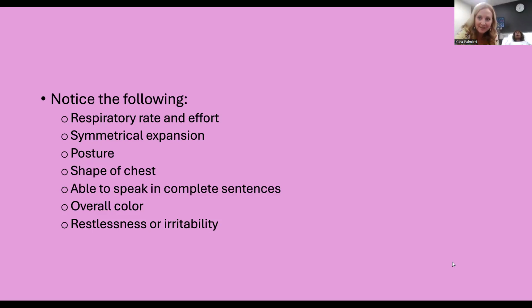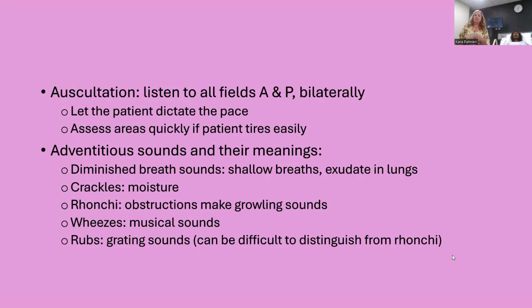That would be newborns and little infants. If you have access to one, take a look at them and you'll see that they are very much barrel chested, and that's the way they're made. And that will change as they mature also. The ability to speak in complete sentences, their overall color, and then look for new or changing levels of restlessness or irritability. Those can indicate that there's some hypoxia. Okay, so this is where we're going to start auscultating the lung sounds.